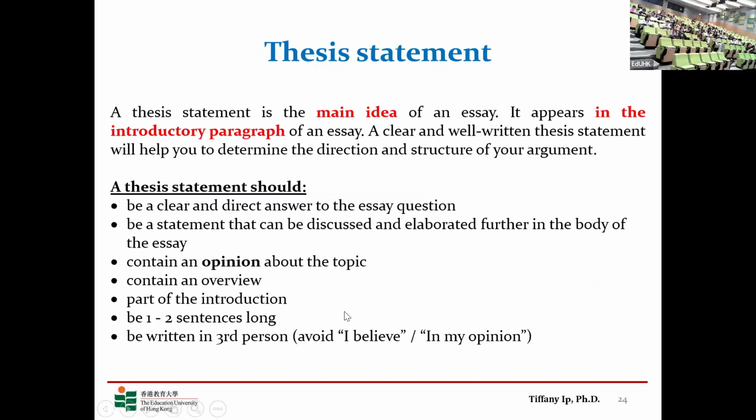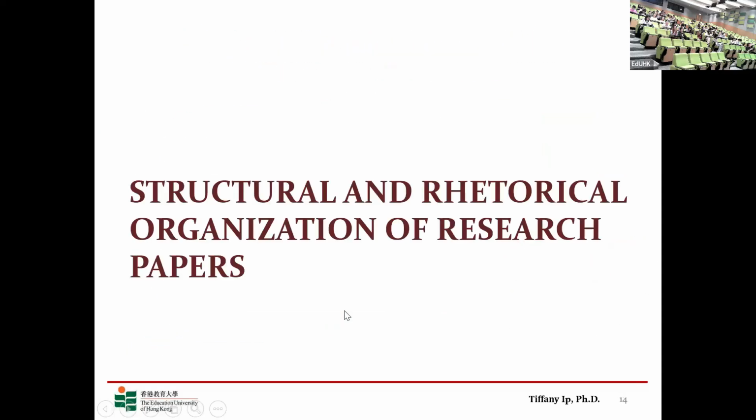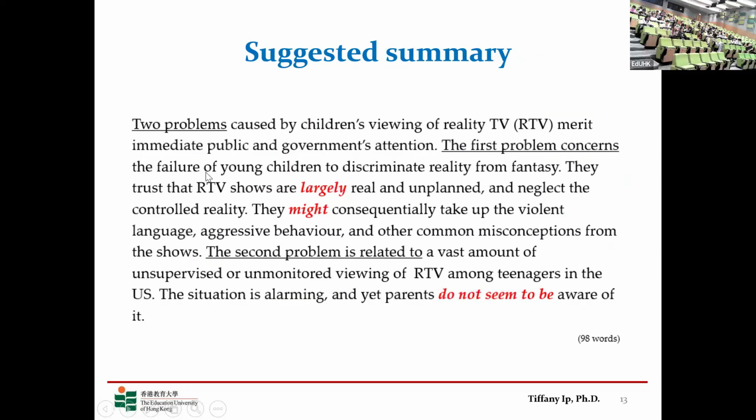Again, if we go back to the summary, although it's not really about a topic sentence, I think you can imagine it in this way. Remember, I gave you the suggested summary for the RTV shows. So in this paragraph, you talk about 2 problems and you give details about that. The topic sentence can be something like this: 2 problems caused by children's viewing of RTV merit people's attention. So I understand instantly this paragraph is about problems related to RTV, and you're going to talk about 2 of them. But I don't need to give all the details about the 2 problems. Okay? So that is like the balance you try to strike.